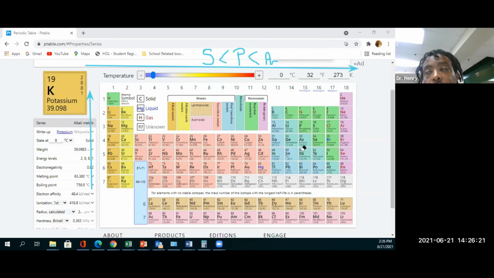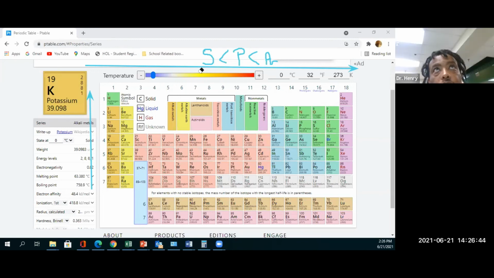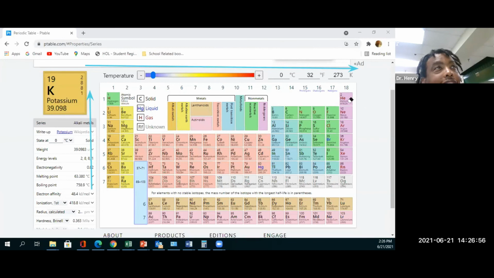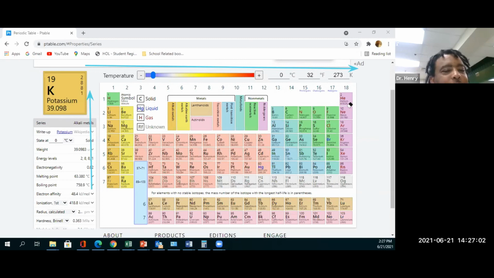Okay, so if we look at the periodic table, who is going to be the biggest element on the periodic table and who's going to be the smallest element? Francium is going to be the biggest. And who's going to be the smallest? Hydrogen? Oh, yeah. Nope, helium. Helium is going to be the smallest.